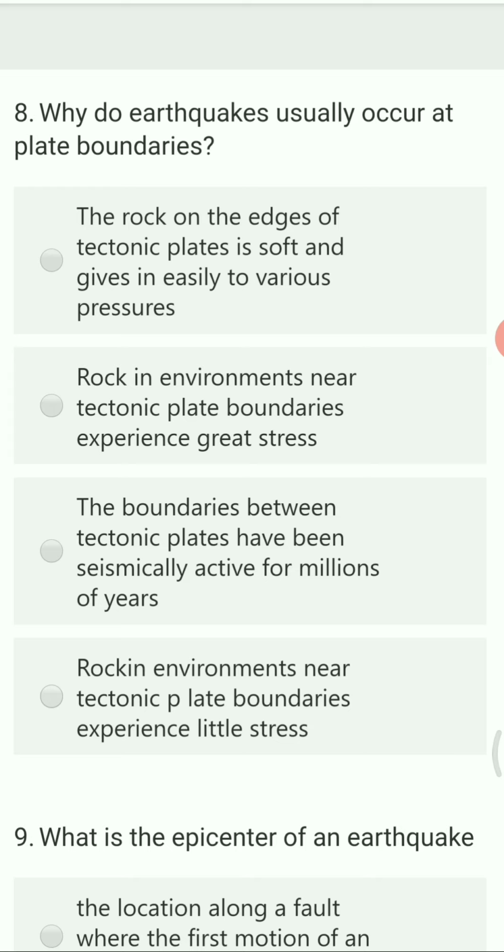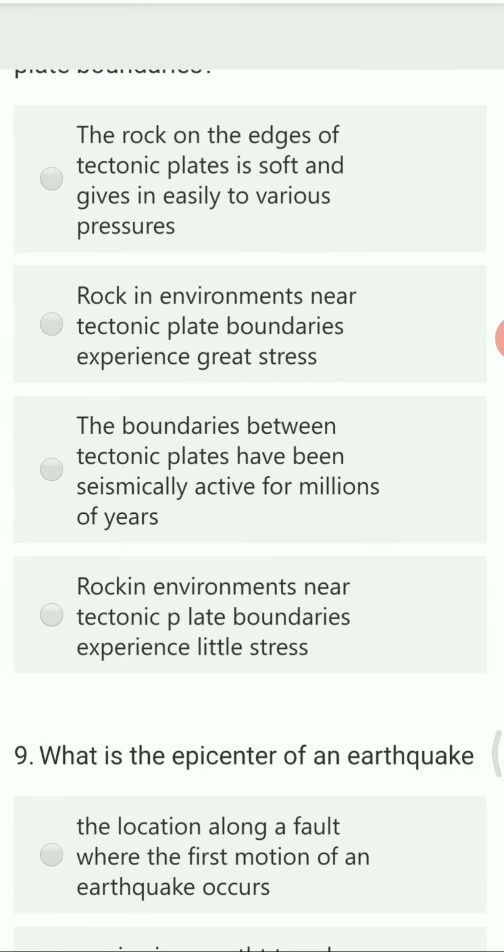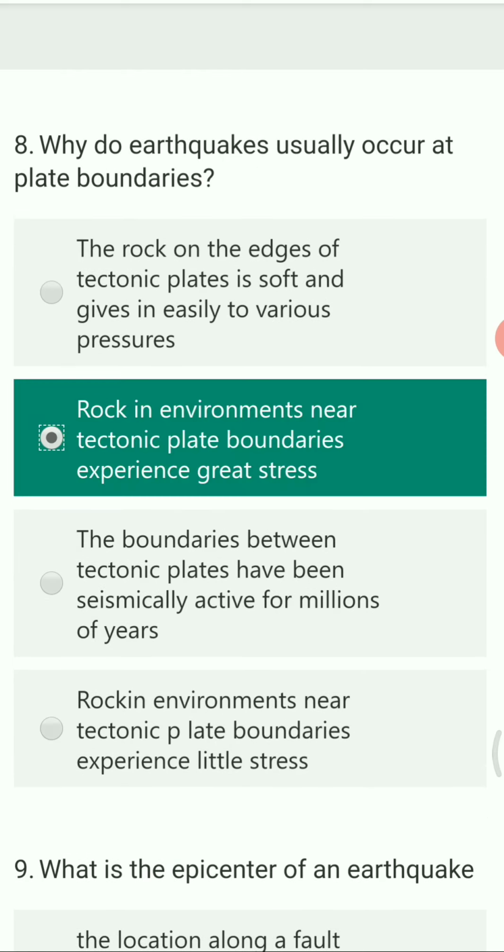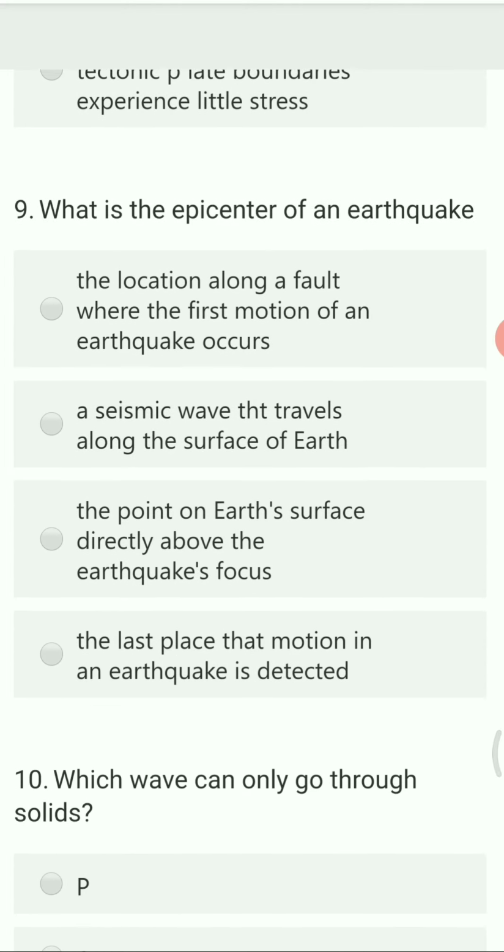Next question, why do earthquakes usually occur at plate boundaries? Options are the rock on the edges of the tectonic plate is soft and gives easily to various pressures; rock in environments near tectonic plate boundaries experiences great stress; the boundaries between tectonic plates have been seismically active for millions of years; and rock in environments near tectonic plate boundaries experiences less stress. The B option is correct, that is, the rock in environments near tectonic plate boundaries experiences great stress.